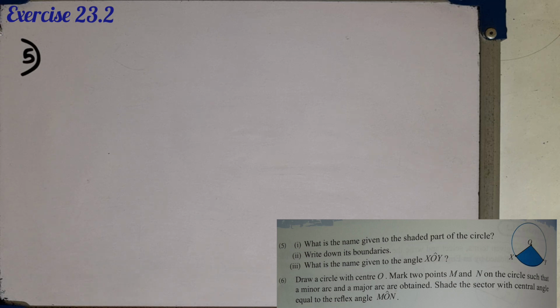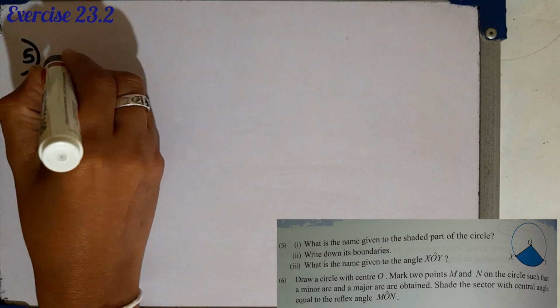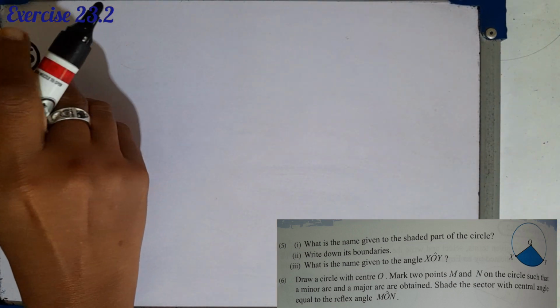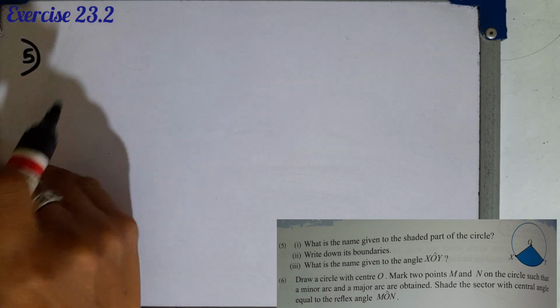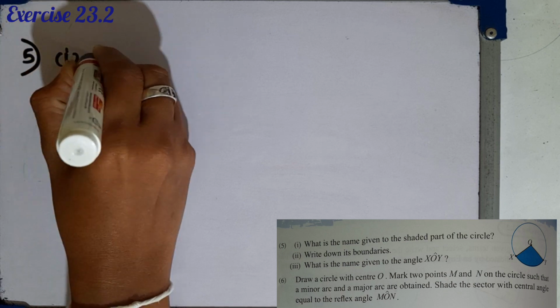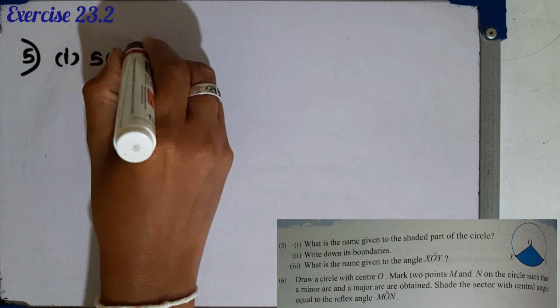Question number 5. What is the name given to the shaded part of the circle? The shaded part is the sector of the circle. So for part 1, the name will be sector of the circle.